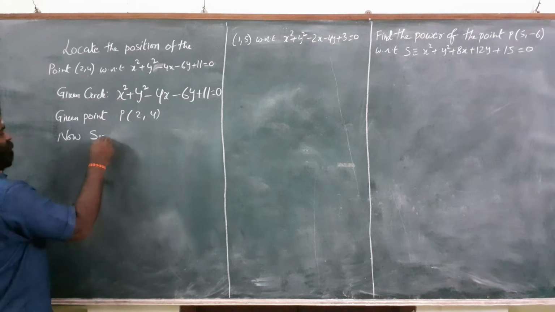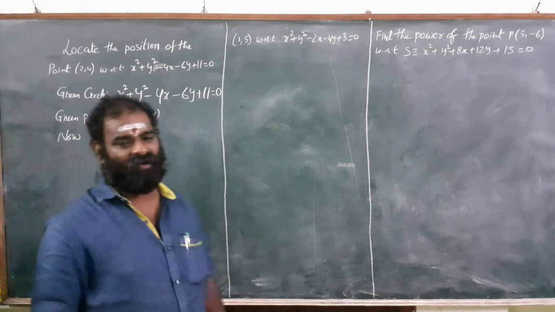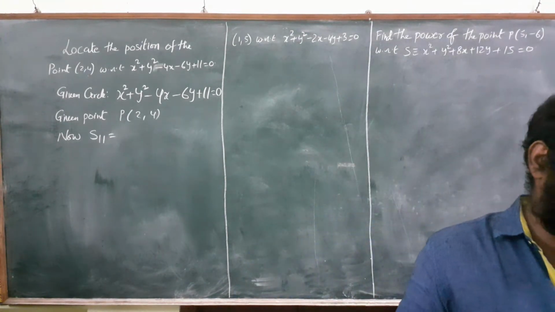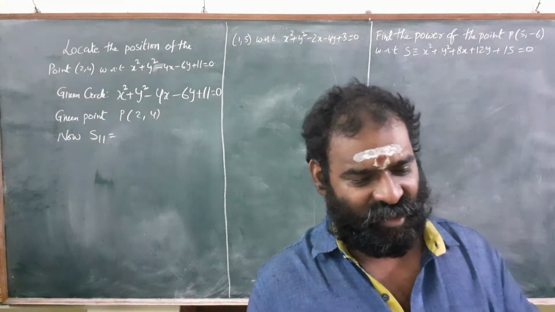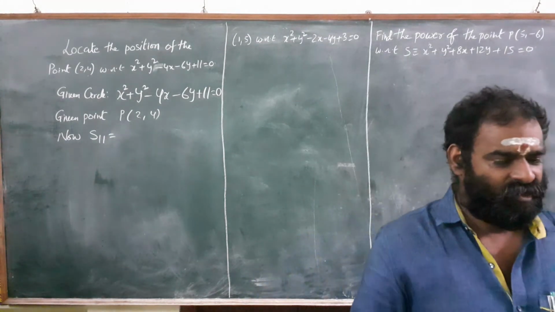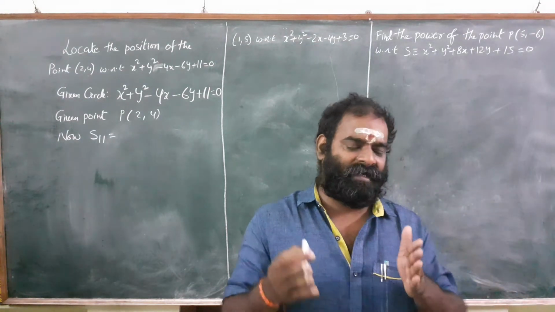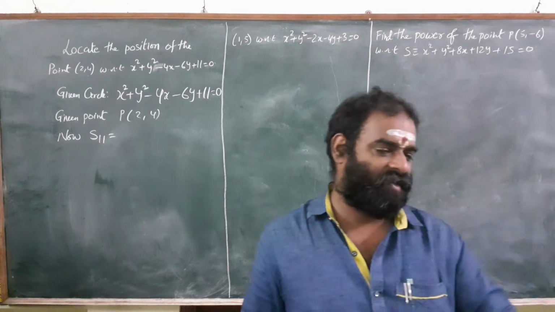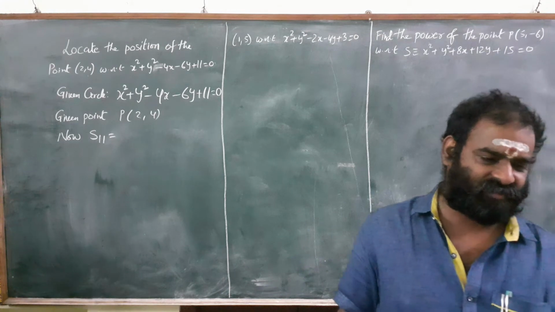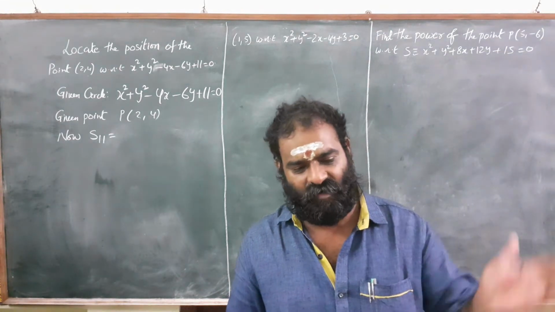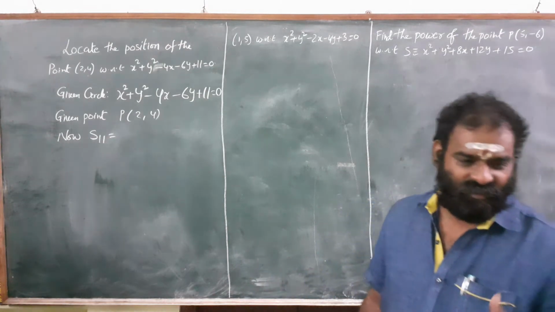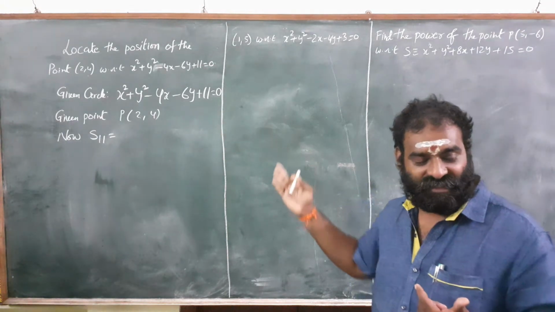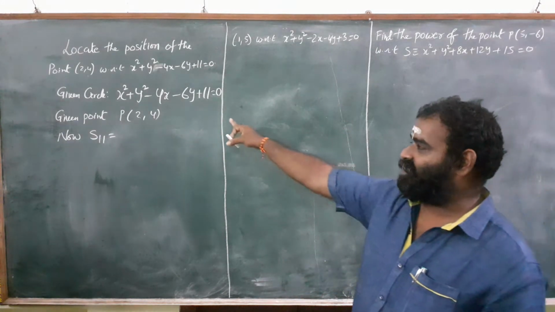What is the S11 notation? If S is x square plus y square plus 2gx plus 2fy plus c equal to 0, then the point P(x1, y1) must be completely substituted in the circle. That is S11. So S11 means x1 square plus y1 square plus 2gx1 plus 2fy1 plus c. The point P(2, 4) must be completely substituted in that equation.